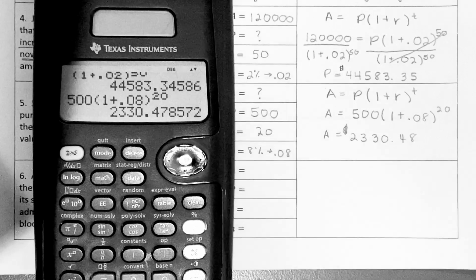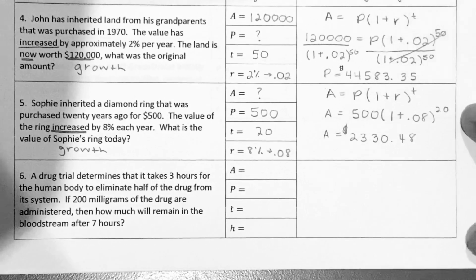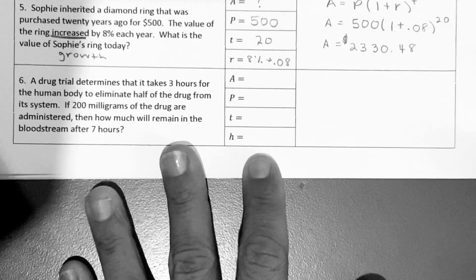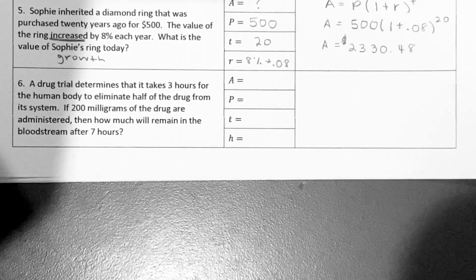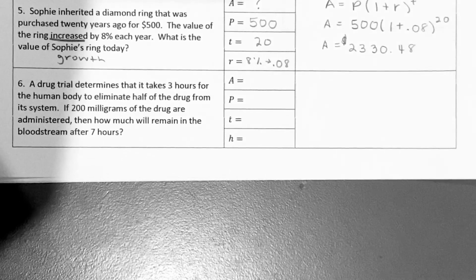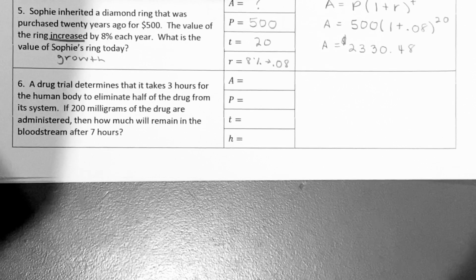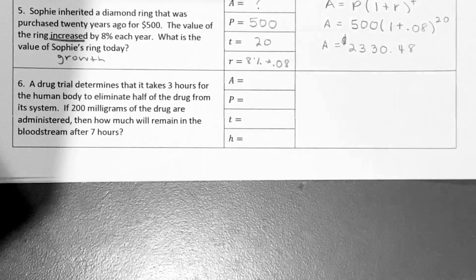So it started 20 years ago at $500 and it has increased to $2,330. All right, a drug trial determines that it takes 3 hours for the human body to eliminate half the drug from its system. If 200 milligrams of the drug are administered, then how many will remain after 7 hours?